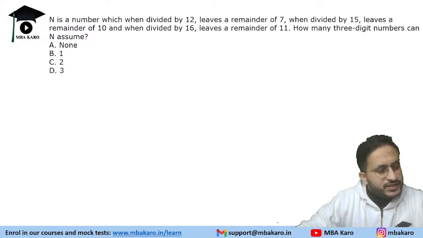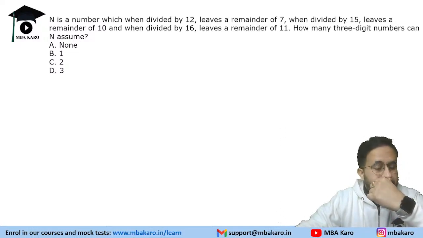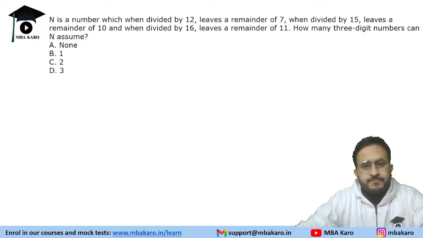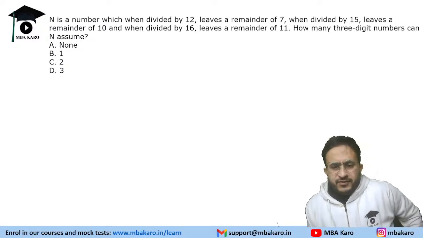So, similar questions were asked, similar question was asked in SNAP 2 also. Just that it did not ask how many values of N, it asked the least value of N.